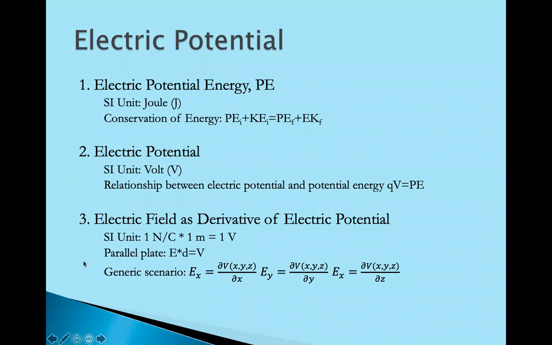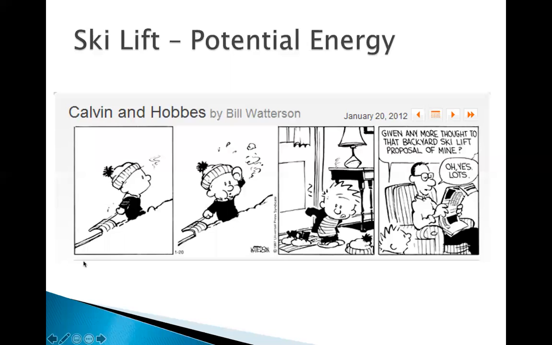This is a summary of electric potential. We start by looking at a ski lift. What does a ski lift do? A ski lift gives a person the ability to slide down. The ability to do work, such as sliding down, is what we call potential energy. So let's introduce potential energy.